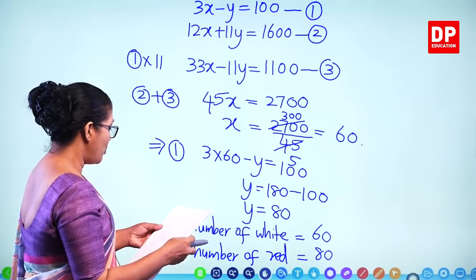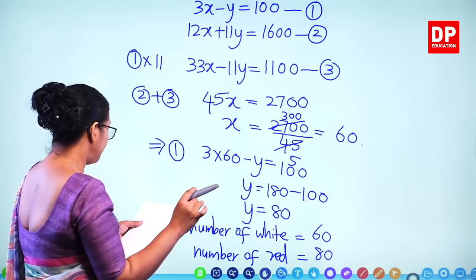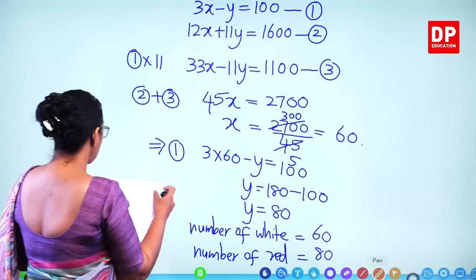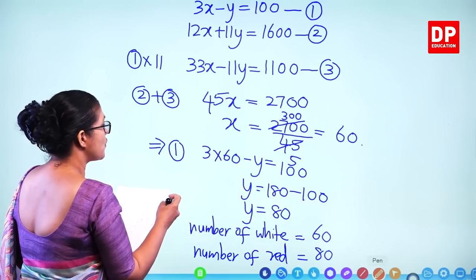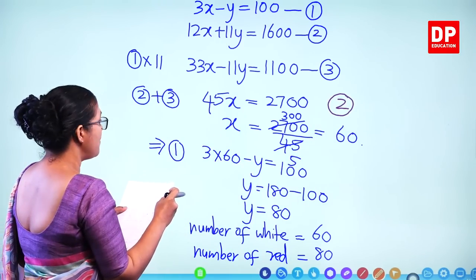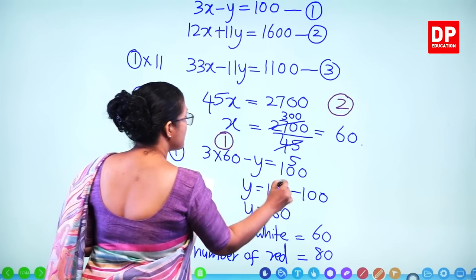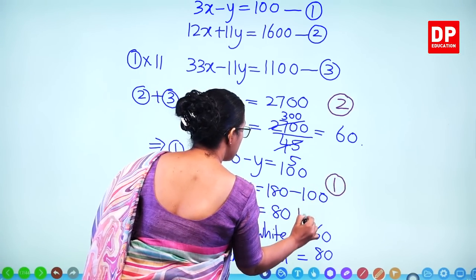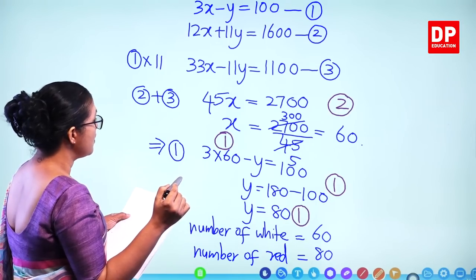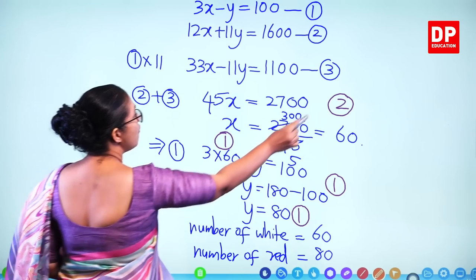So how do you get marks? Now we gave 2 marks for constructing the 2 equations. And then you get 2 marks for finding the x value. Up to this point, 2 marks. And then substitution and simplifying and getting the y value, you are getting 3 marks. 3 and 2, 5 marks here.